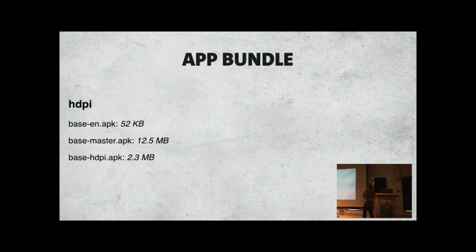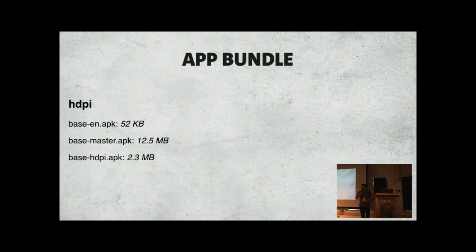So the first of them is the base EN APK. It contains only string resources, only resources related to that locale. In our case, it was just 52 kilobytes. An interesting point is that for German it was almost double the size, and the reason is quite obvious: the words in German are about double the size. Even if you have a book written in English and then translated into German, the size of the book will increase almost twice.